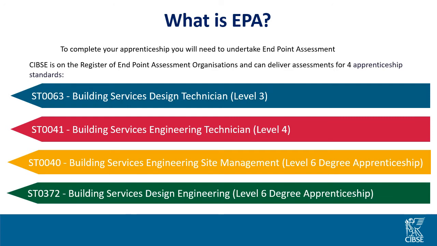Upon completion you also have the option to become a member of CIBSE and gain Engineering Council registration in the form of EngTech for levels 3 and 4 or iEng for level 6. This is not compulsory, but if you wish to gain this, you'll need to submit an organisational chart along with the development action plan, which will be talked about shortly.